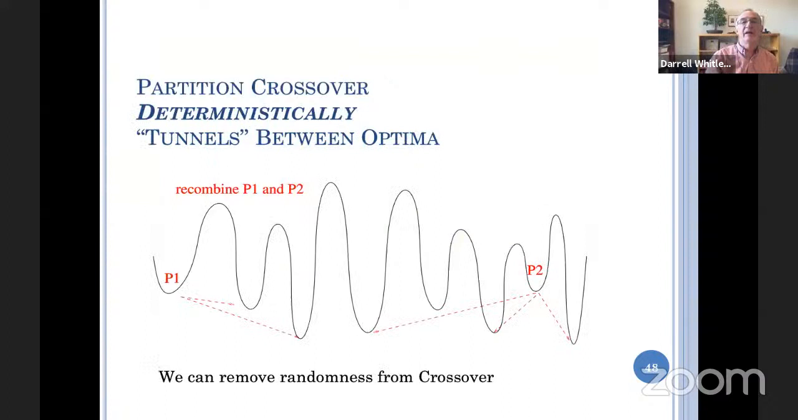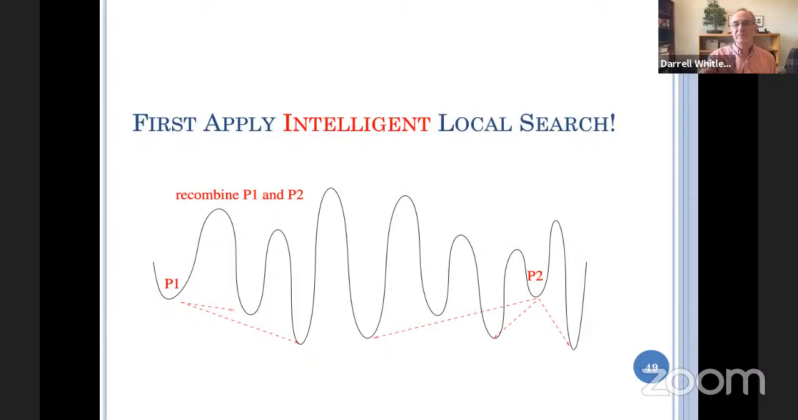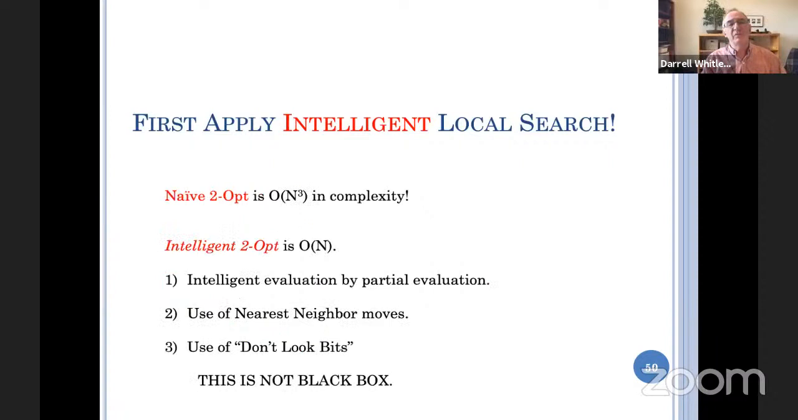Okay, again, we're going to have our deterministic crossover and show that it works in this space too. So we're going to generate local optima, and then we're going to recombine them with this deterministic crossover. So first, apply intelligent local search. I want to point out that if you don't apply intelligent search, you can go very wrong here. If you apply 2-opt just as a naive algorithm, it will have order n cubed complexity, because you're looking at all pairs of cities, and for every flip you reevaluate.